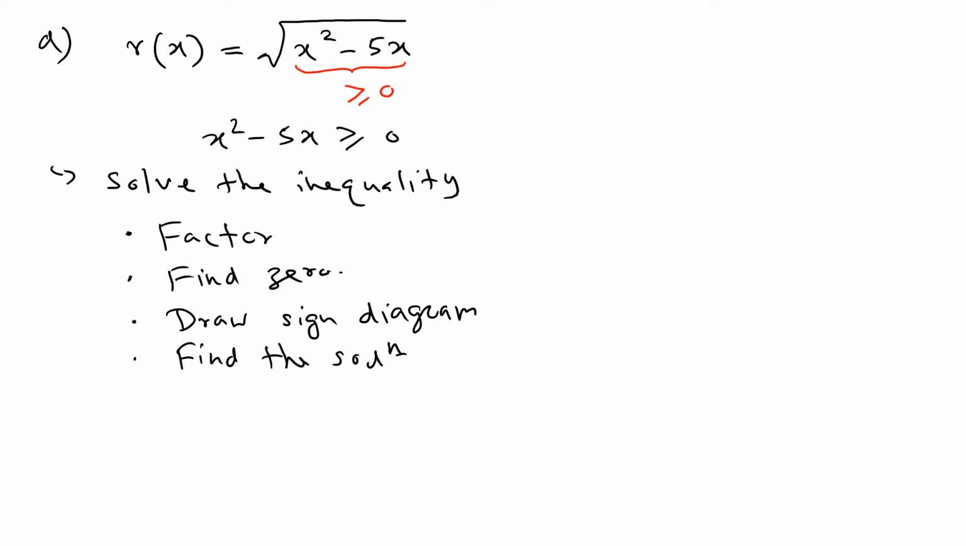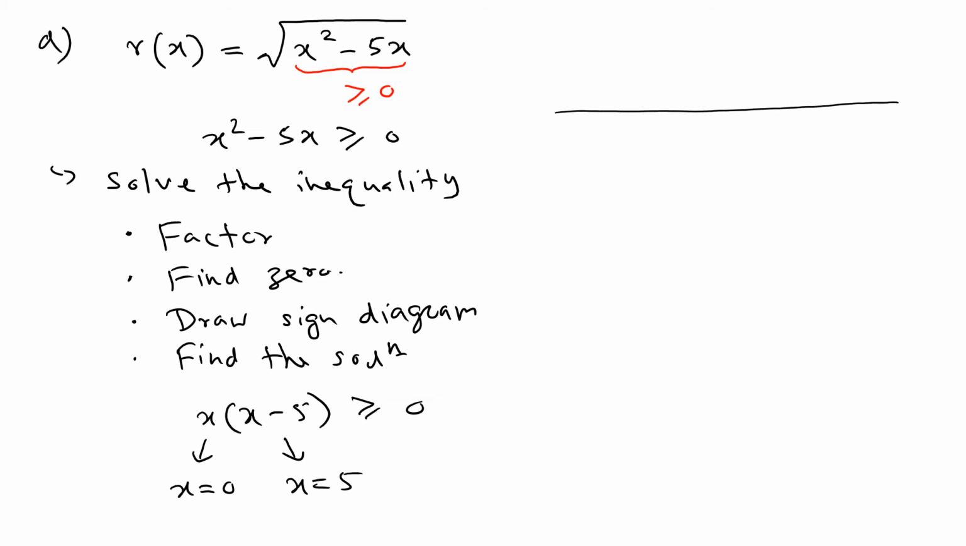So let's do it. The first step is find the factors. So the factors are x and x minus 5, greater than or equal to 0. So this gives you one zero, x equals 0. The other one gives you x equals 5. Now we draw the sign diagram. How to draw a sign diagram? You draw a line and then put those two numbers in the right order. So this is 0 and this is 5.